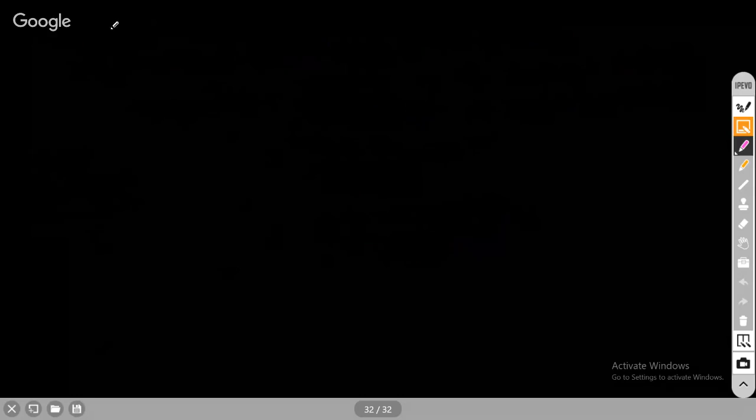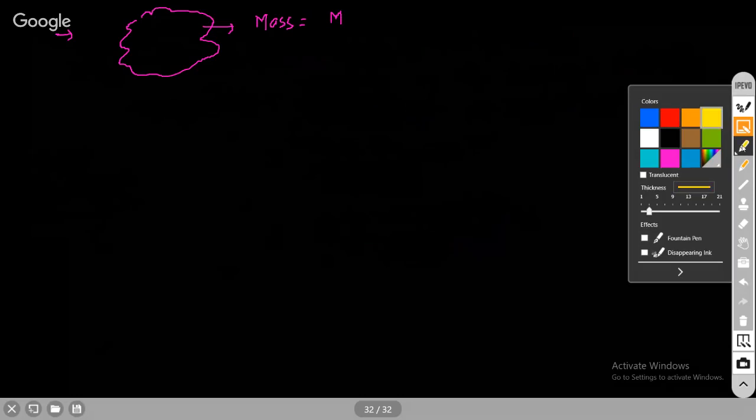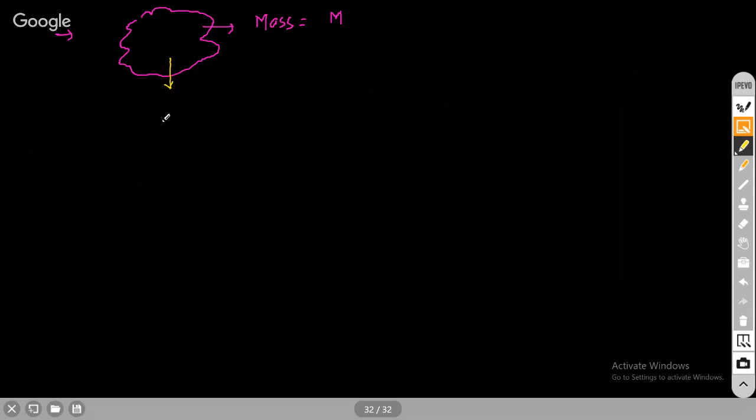Now the thing is, this is also an important expression we have. Suppose you have a sample of mass m, and this sample contains x percentage of solute by mass. So basically it is mass percentage I am taking, x percent.